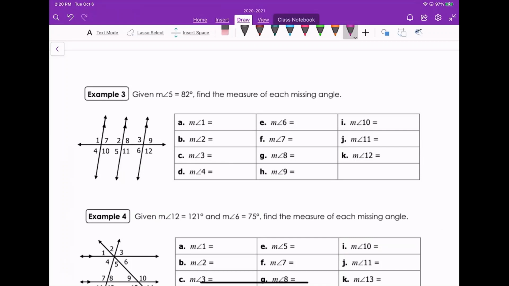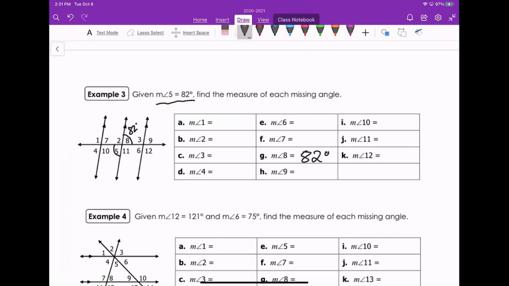Now, what I'm going to do next, it says given angle measure 5, so measure of angle 5 is equal to 82 degrees. So I'm given this right here, 82 degrees, find the measure of each missing angle. If I know that angle 5 is 82 degrees, then I know that angle 8 is also 82 degrees, and that's by the vertical angle theorem. So then I go to angle 8, and it's 82 degrees.